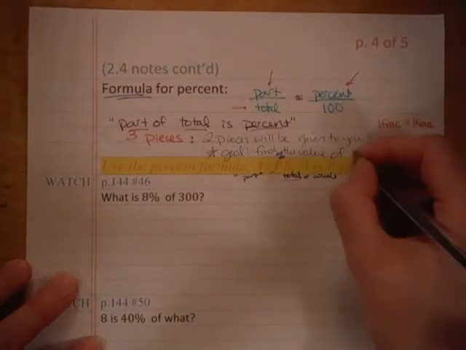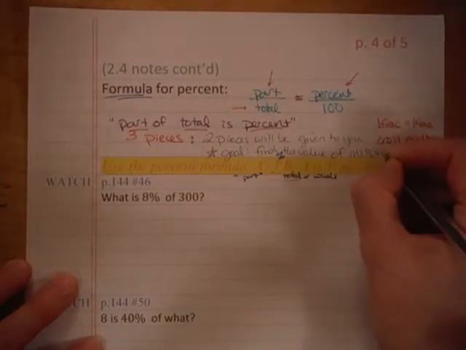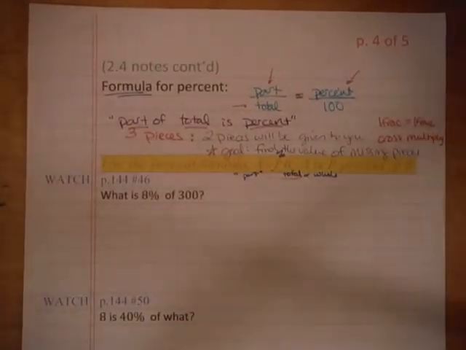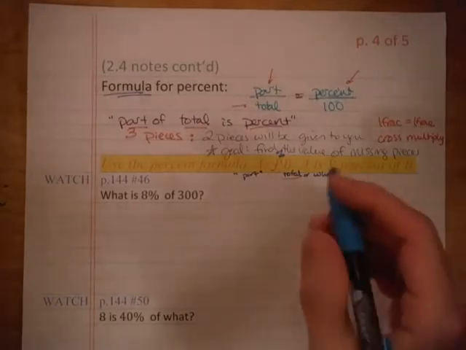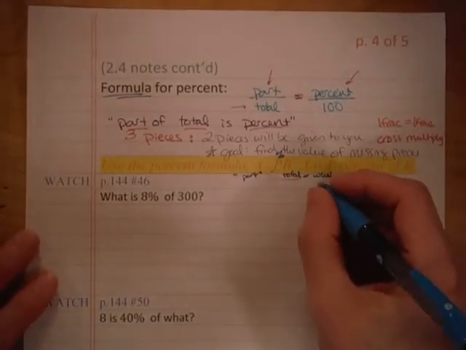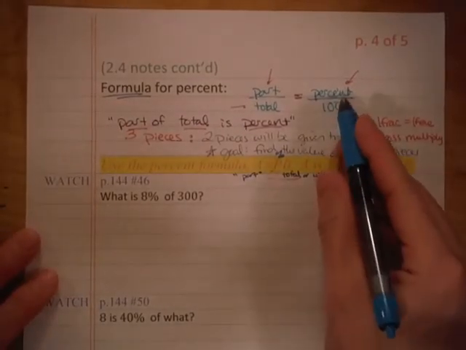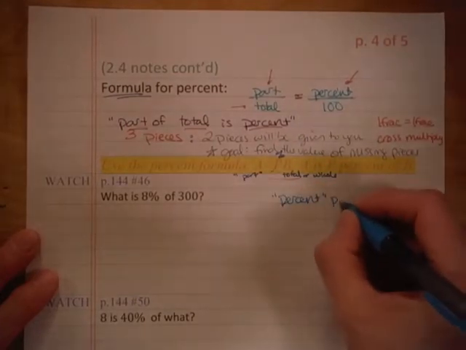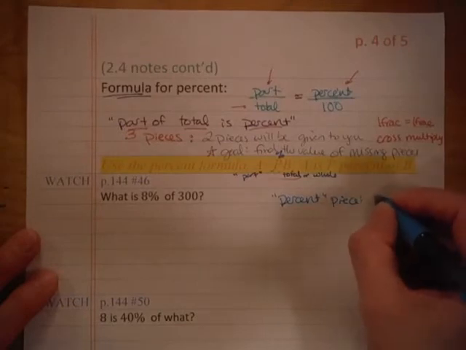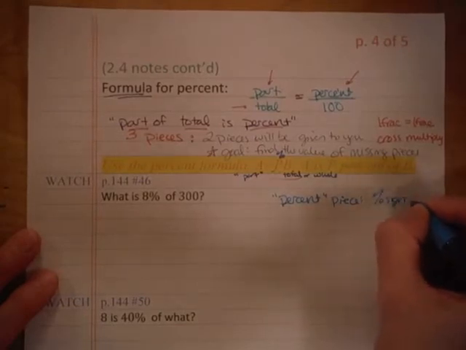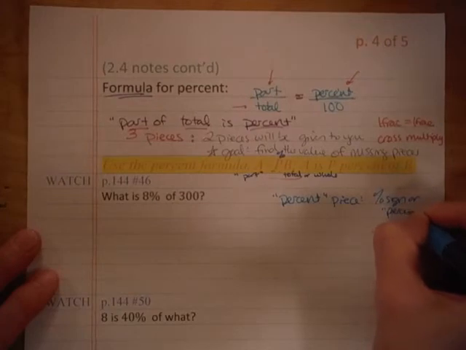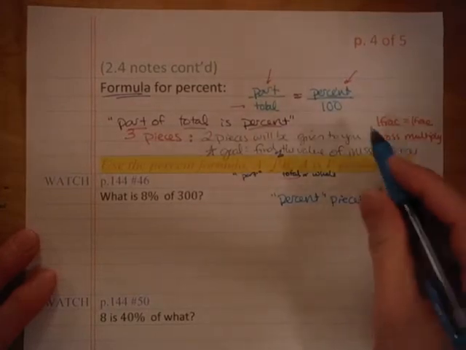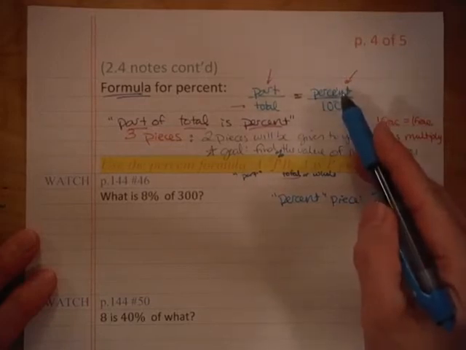Find the value of the one missing piece, whether it's the part, the total, or percent. Okay, and here's what I want to really drive home here. The part that goes in the percent piece will either have the word percent or the percent sign after it. And you'll know that the number that has the percent sign or the word percent after it, that's the number that goes over 100. Okay?